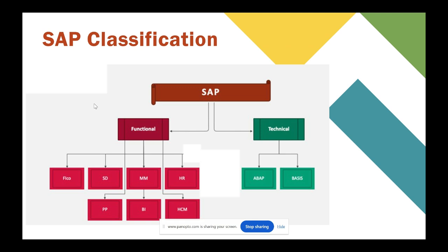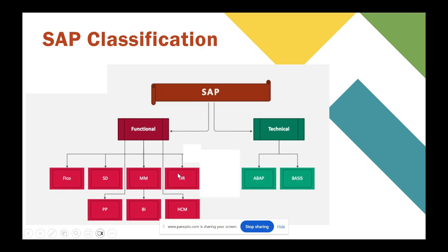Now the important thing to observe in this slide is that whatever modules come under the umbrella of the functional module, or whatever modules come under the technical part, all these modules are nothing but a job profile. FICO, that is finance and controlling. So for controlling the FICO related activities, a FICO consultant needs to be hired in the industry. For the sales and distribution related activities, an SD consultant will be there. For material management, an MM consultant is there.